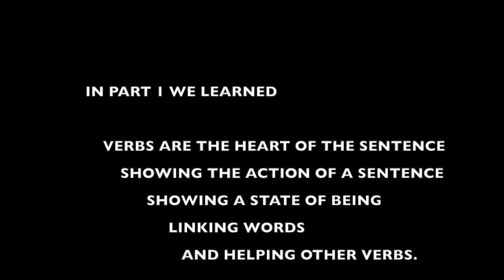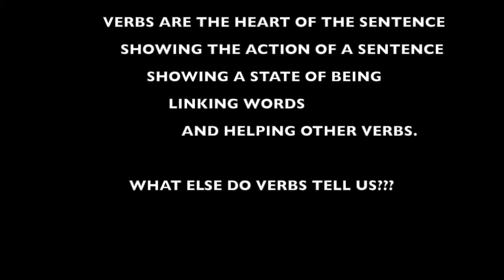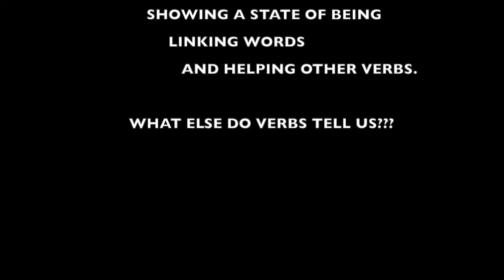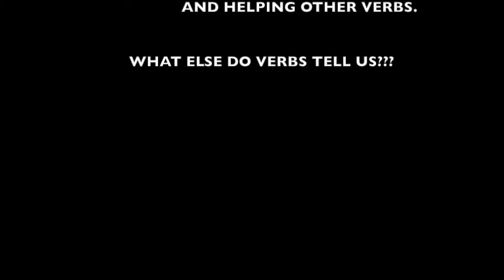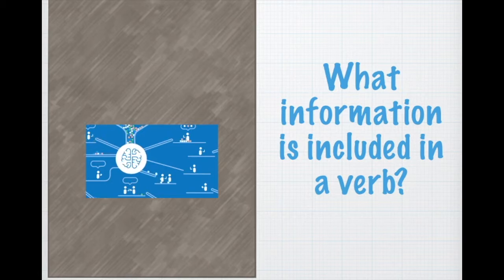In part one, we learned that verbs are the heart of the sentence, showing the action of a sentence, showing a state of being, linking words, and helping other verbs. What else do verbs tell us? Let's find out. What information is included in a verb?